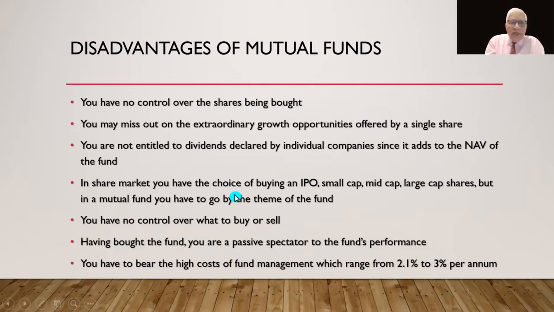Okay. In the share market, you have a choice. If you go to the Bombay Stock Exchange or National Stock Exchange, you have a choice of buying an IPO, an initial public offer as it is called. You can buy a share from the mid cap space or the small cap space or the large cap space. But in a mutual fund, you have to go by the theme of the fund. If the theme of the fund is large cap, 85% of the investment will be in large cap, or 85% of the investment will be in mid cap. So you have no choice but to go by the theme of the fund. You have no choice about individual shares. You have no control over what to buy or sell.